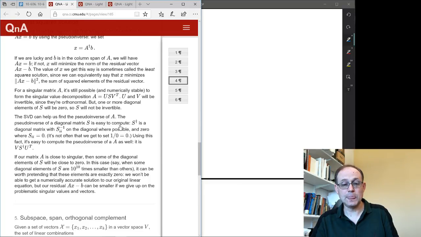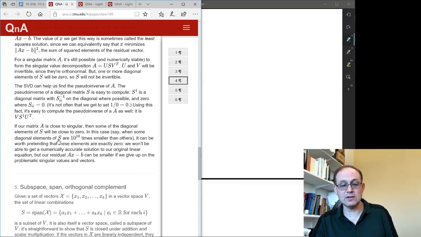And so to find the pseudo-inverse of A, all we need to do then is find the pseudo-inverse of the diagonal matrix S, and that's actually really easy to compute. We take 1 over S_ii on the diagonal wherever S_ii is not 0, and we just take 1 over 0 to be 0, which we can't usually do, but for the pseudo-inverse, that's what the algorithm is. And so then once we have the pseudo-inverse of S, the pseudo-inverse of A is V S pseudo-inverse U transpose.